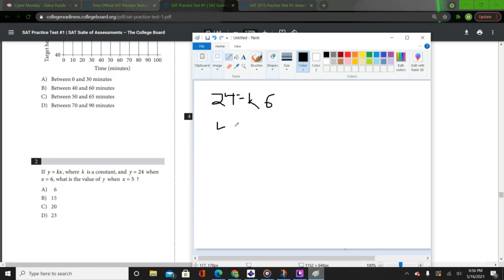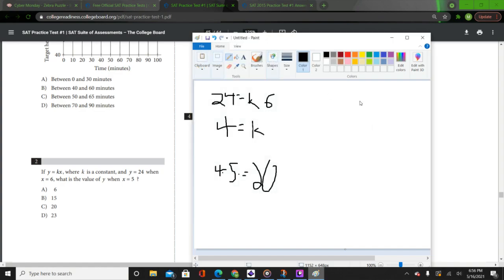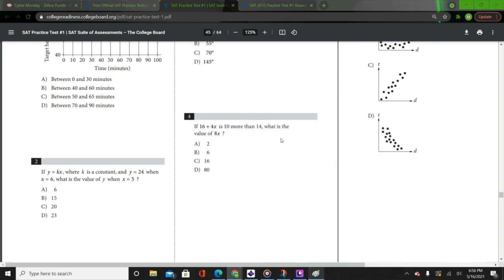So k is equal to 4. So we want 4 times 5, which is 20. 4 times 5 is equal to 20, and that should be the correct answer. Yep, C is the correct answer for this problem. That's simple enough. We solve for k, and then we plug in x.